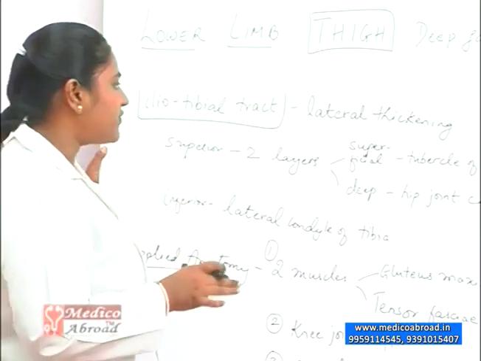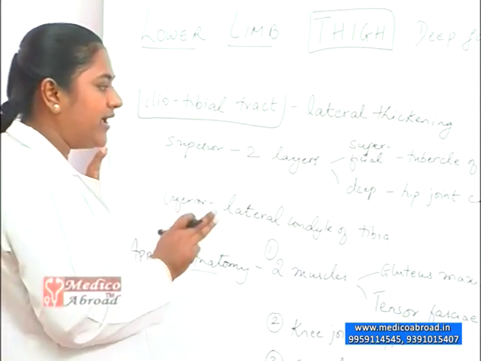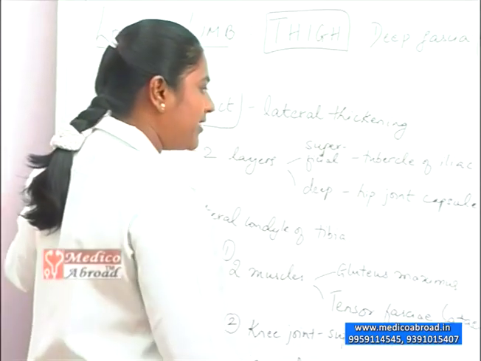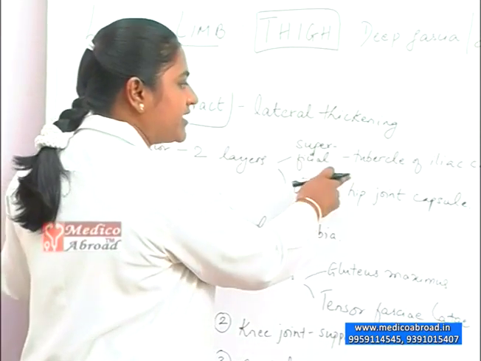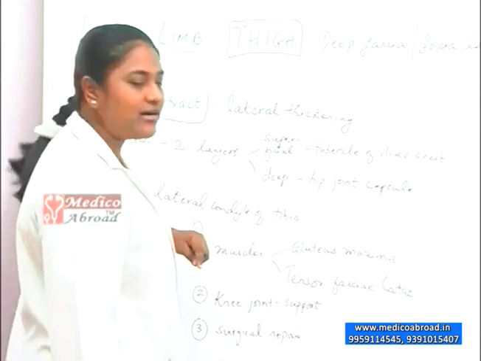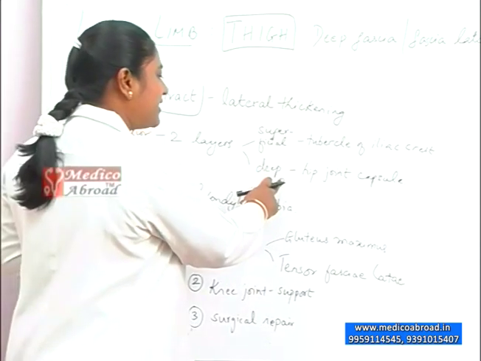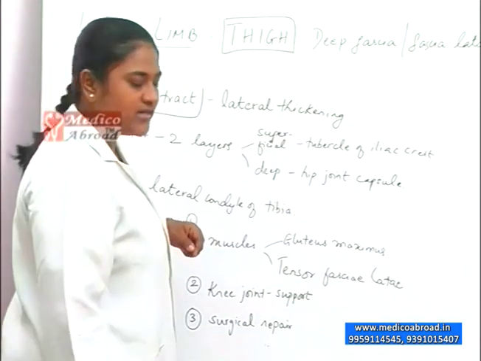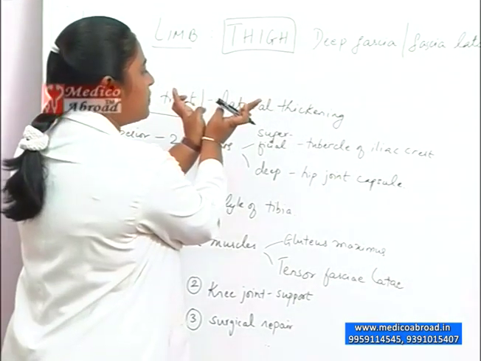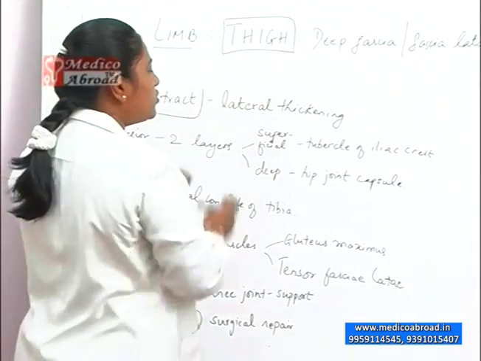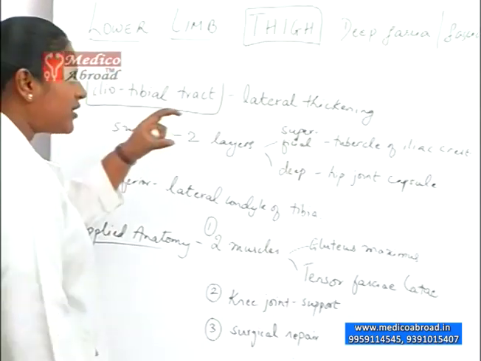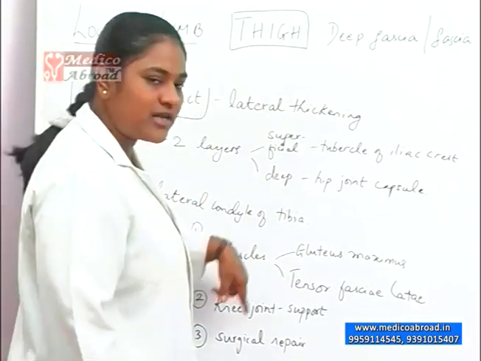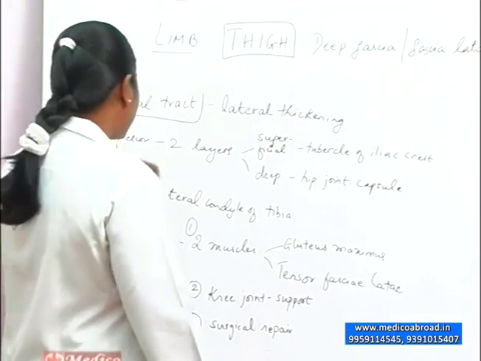The superior part of the fascia lata is split into two layers, a superficial and a deep layer. The superficial layer is attached to the tubercle of the iliac crest, and the deep layer is attached to the capsule of the hip joint. It opens up superiorly and finds two attachments. It encloses two muscles, which we will come to in a short while.